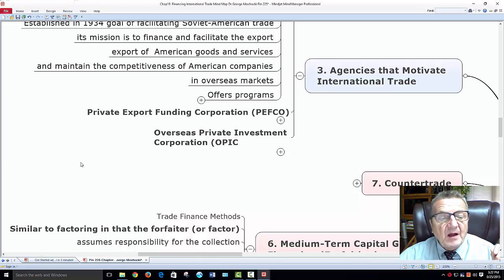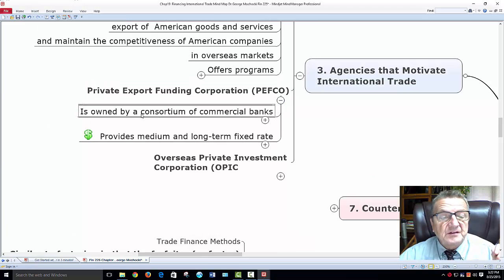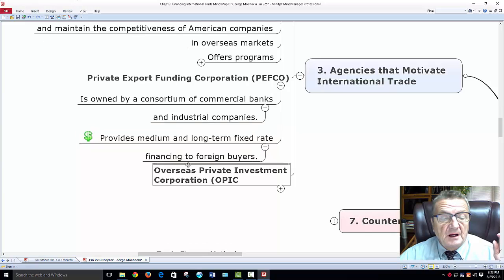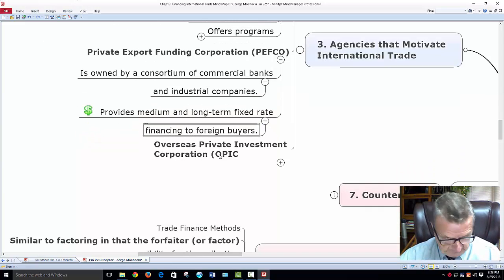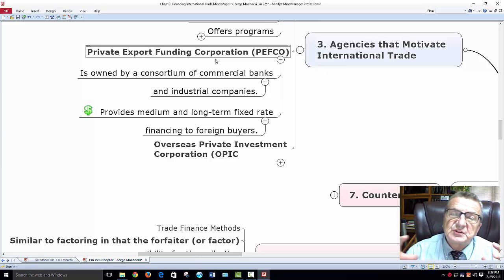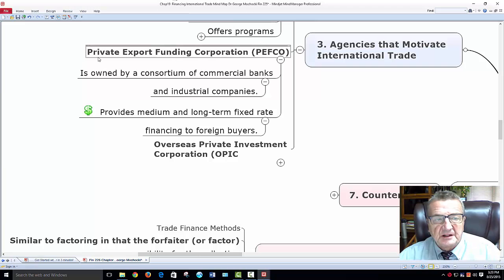Okay. Now, the Private Export Funding Corporation is owned by a consortium of commercial banks and industrial companies working together. It provides medium and long-term fixed-rate financing to foreign buyers. Foreign buyers here, because it helps the economy. The parent company is exporting funding to set up the operation or capital investments in the host country, where the subsidiaries are, because it helps the economic condition of the geographic area my subsidiary is working in. And that's private export funding.